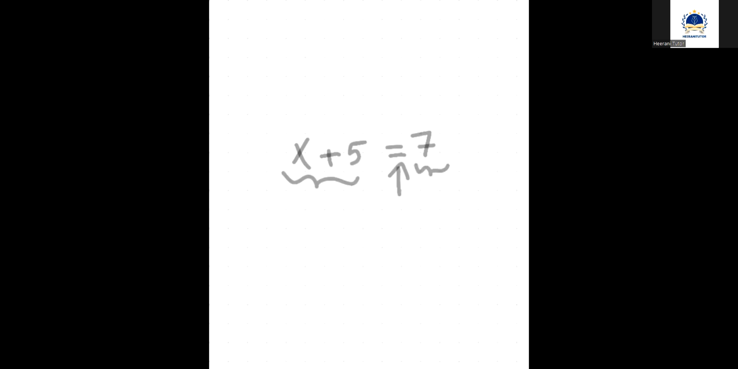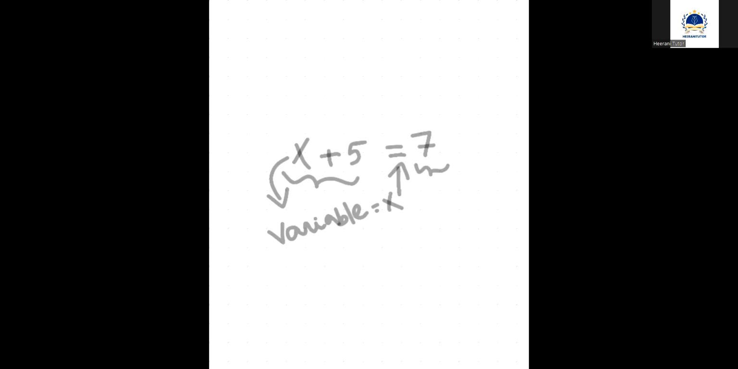Sometimes we don't know one of the numbers in the equation, so we use a letter in our equation. That letter is x, and we call this letter a variable. Moving further, x plus 5 equals 7 is an equation because there's an equals sign, where the left-hand side of the equation equals the right-hand side. So we have to think about the value of x that makes the left-hand side equal to the right-hand side.